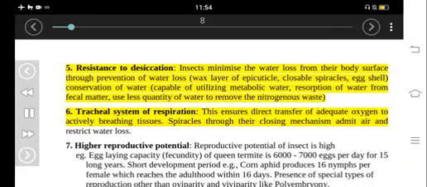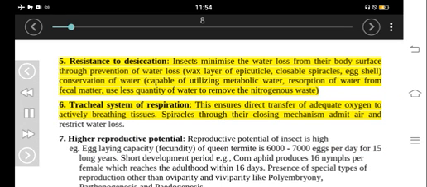Resistance to desiccation. Insects minimize water loss from their body surface through prevention of water loss: wax layer of the epicuticle, closable spiracles, and eggshell. Conservation of water: capable of utilizing metabolic water, resorption of water from fecal matter, and using less quantity of water to remove nitrogenous waste.